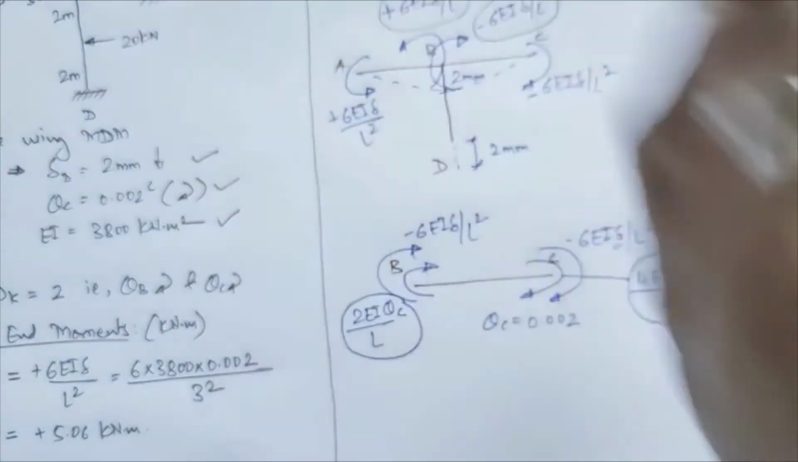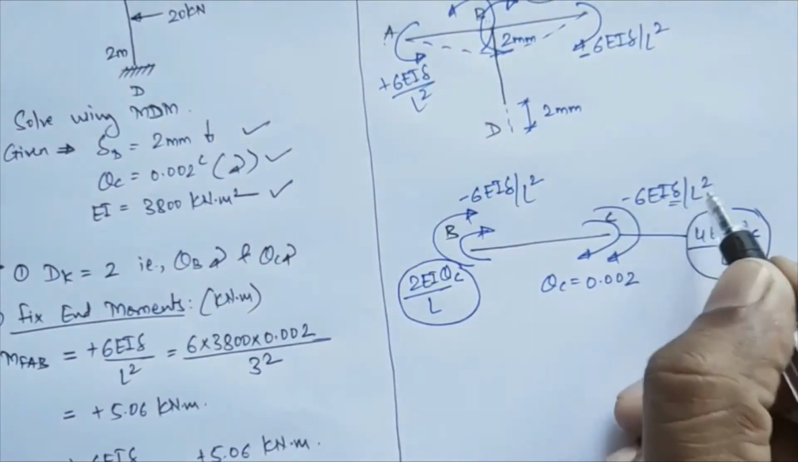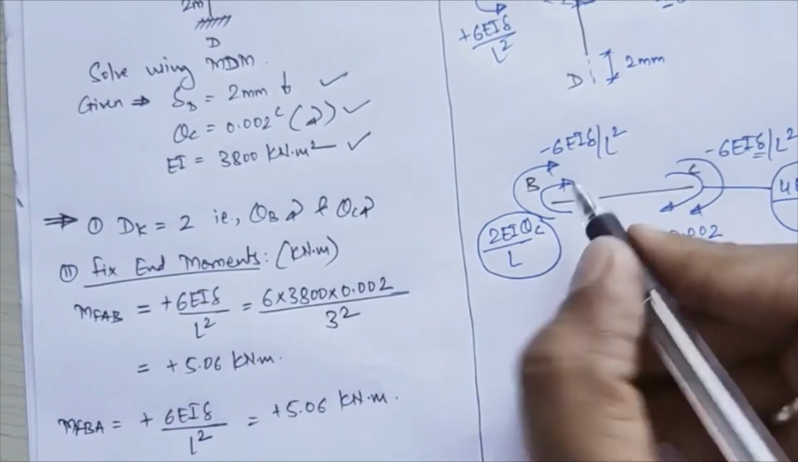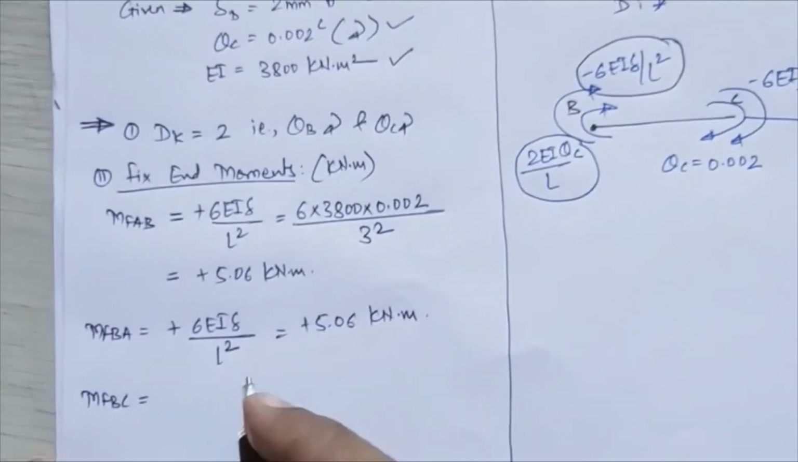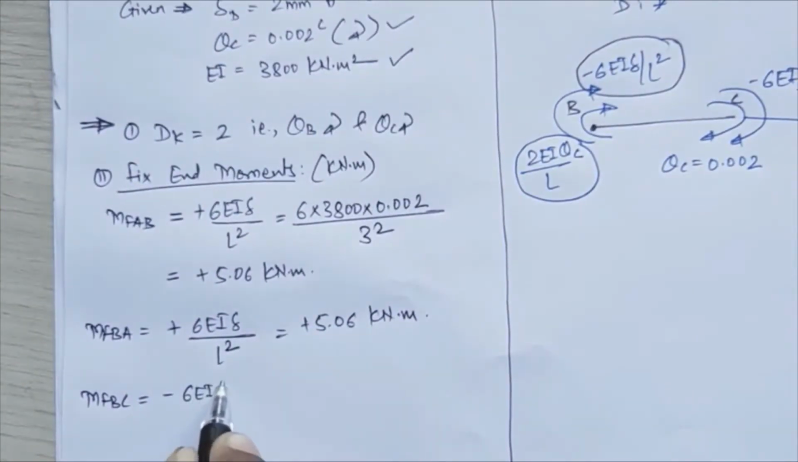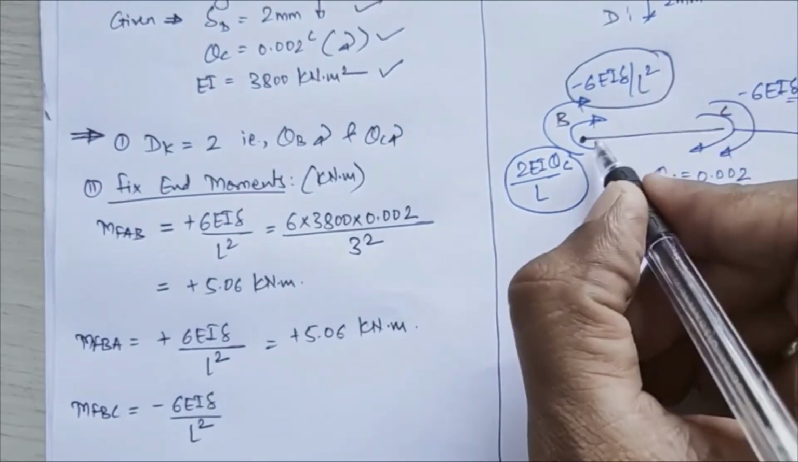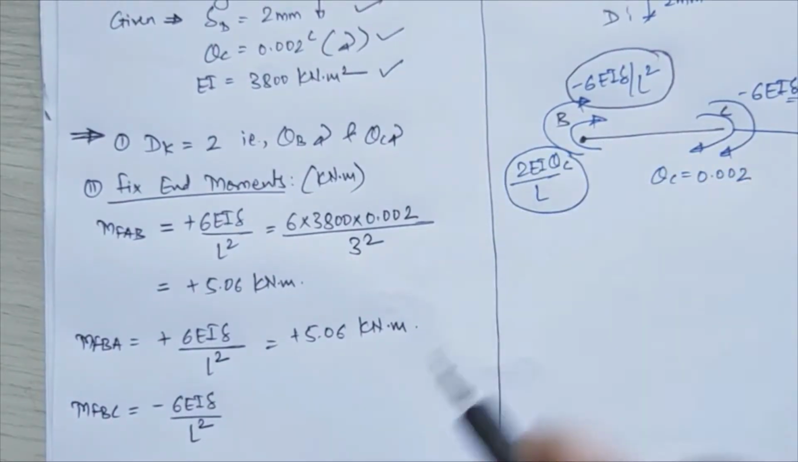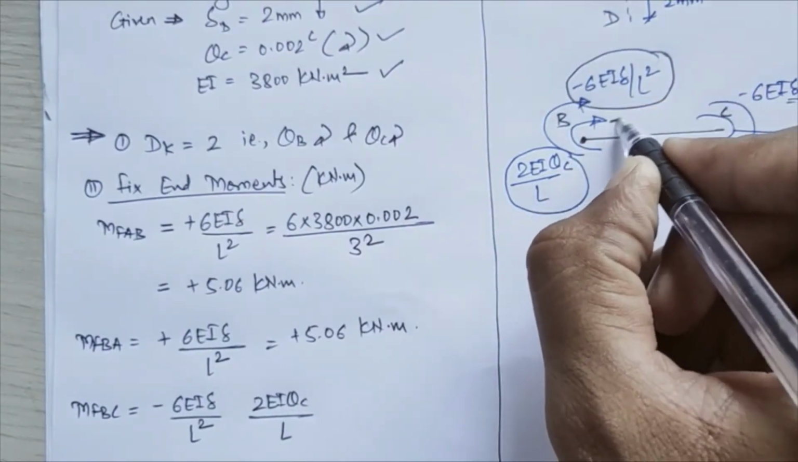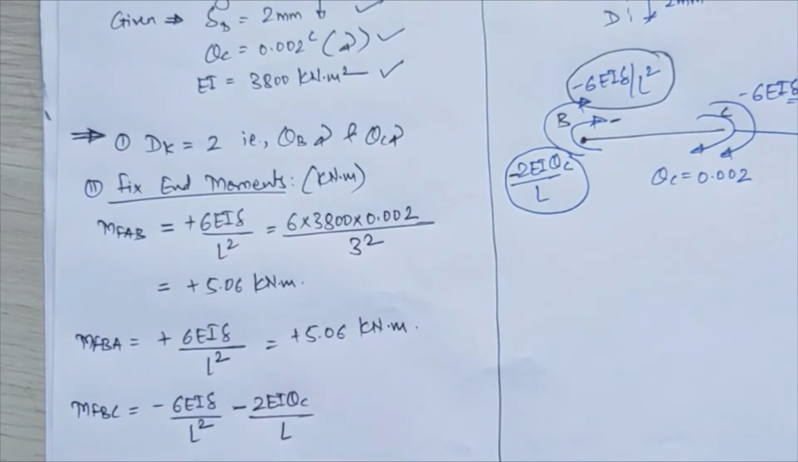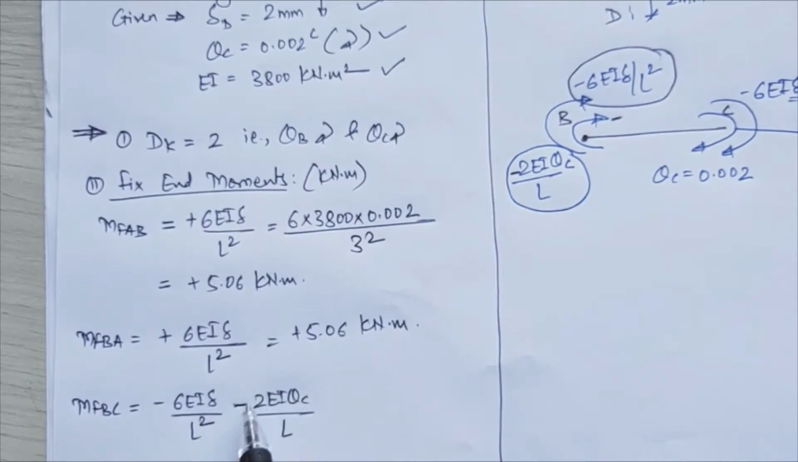Okay, so for this 6EI delta upon L square, for BC, that is at joint B, you will get minus 6EI delta upon L square, this value first. I'll write that here, minus 6EI delta upon L square, and in addition to that you write plus 2EI theta C upon L, and we'll use the same sign convention, that is we treat clockwise as negative, so this also will be treated as clockwise negative. So I'll write minus 6EI delta upon L square, this is due to translational displacement, and 2EI theta C upon L, this is due to the rotation.